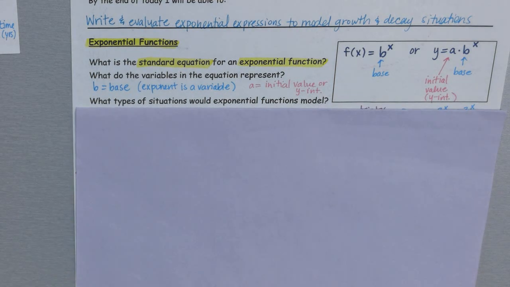All right, now, in some models, there's going to be a value in front of the base. That's called an initial value. It is also the y-intercept on the graph. So we're going to keep that in mind as we are graphing.